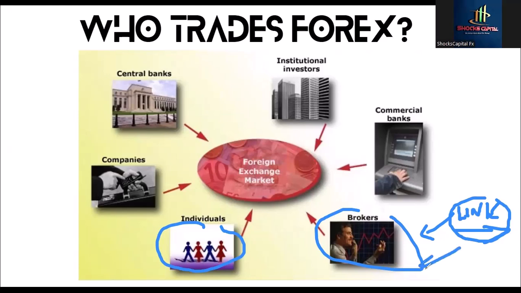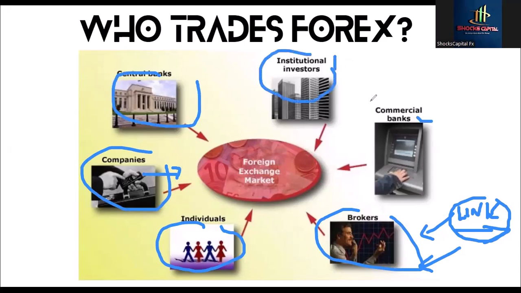So we have companies, right? Companies always trade Forex, like we have those multinational companies that operate across countries, across continents and things like that. We have central banks for obvious reasons. We have institutional investors like hedge funds and things like that. And we have commercial banks like your usual banks, right? So these are the participants in the Forex market. Everyone does this for a reason, and this is how we are going to be looking at it.